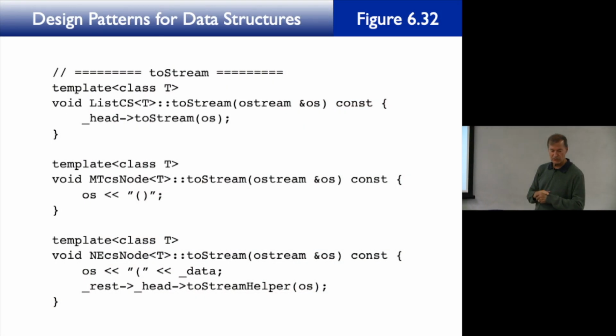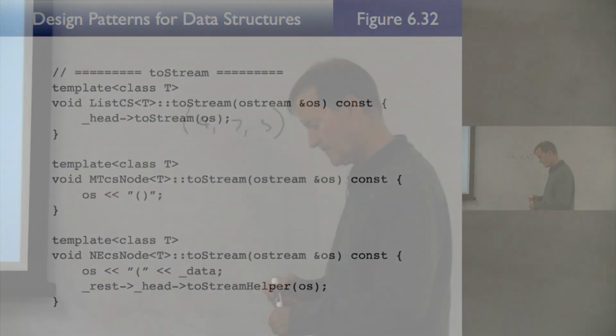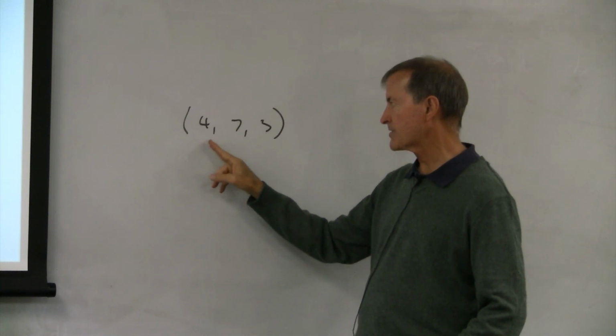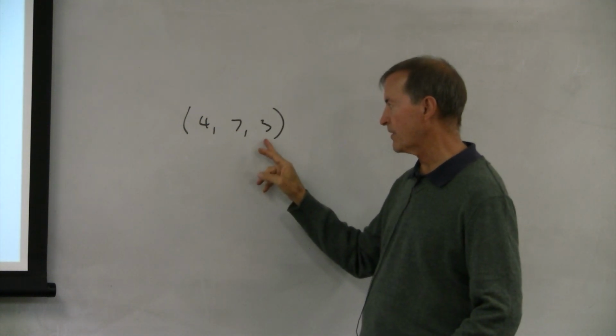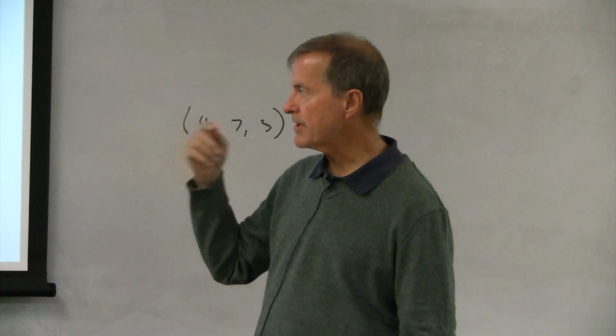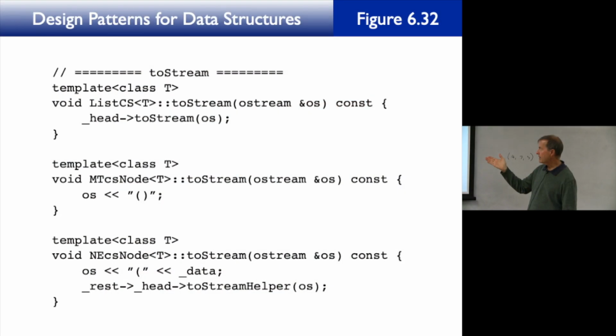Okay. So now here is the code in Figure 6.32, the code of toStream. Now you remember how a list gets printed out, like 4, 7, 3, like this. So it starts with a paren, and then each element has a comma after it, separating it from the last one, except for this last one that doesn't have a comma; it just has a right paren. So here is the code for streaming a list to the stream to look like in this format.